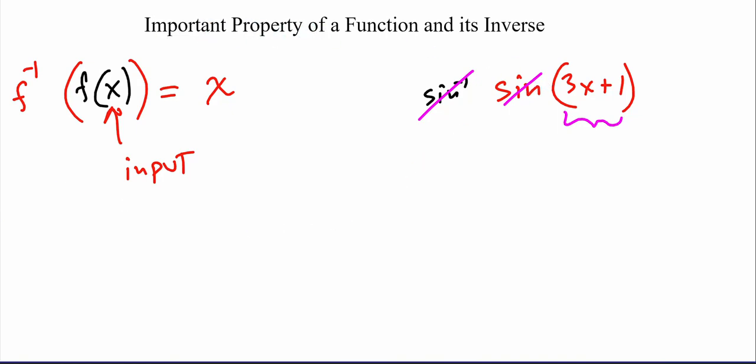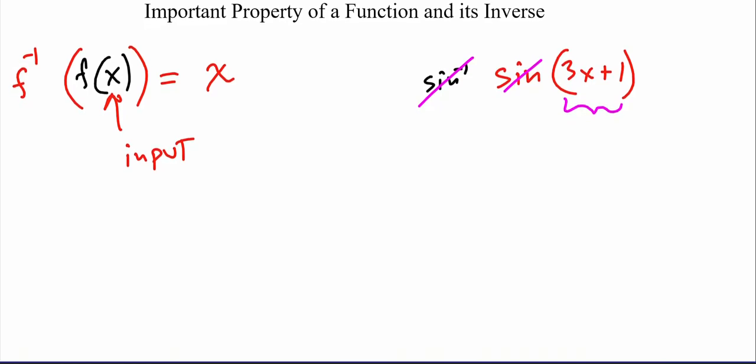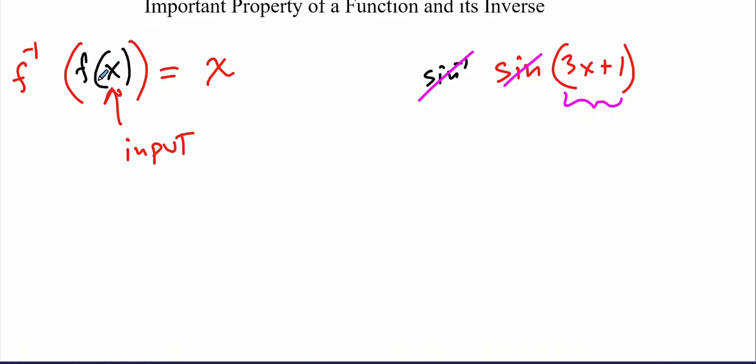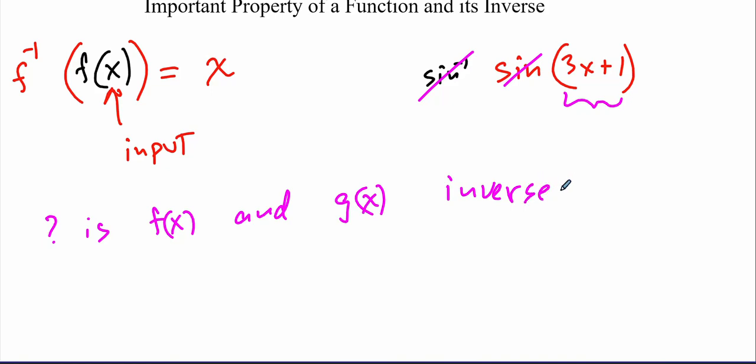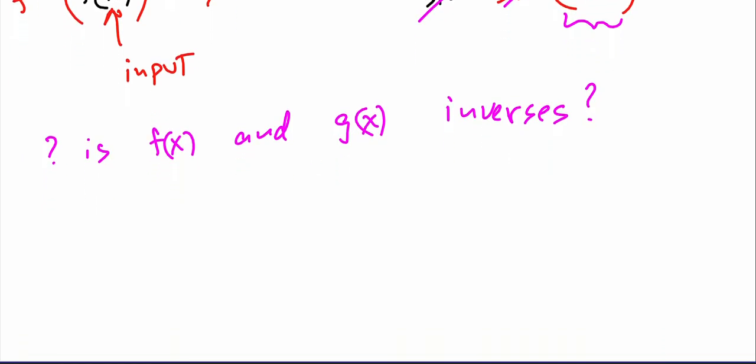So the idea is, how do I know if two functions are inverses of each other? Well, you do a composition with them, and you should get back the original. As an example, the question is: are f of x and some other function g of x inverses? Now, you could do it two ways. You could find the inverse of f, compare it to g, and say, well, they're the same, so they must be inverses. Yes, that's true. But there is another way of doing it.